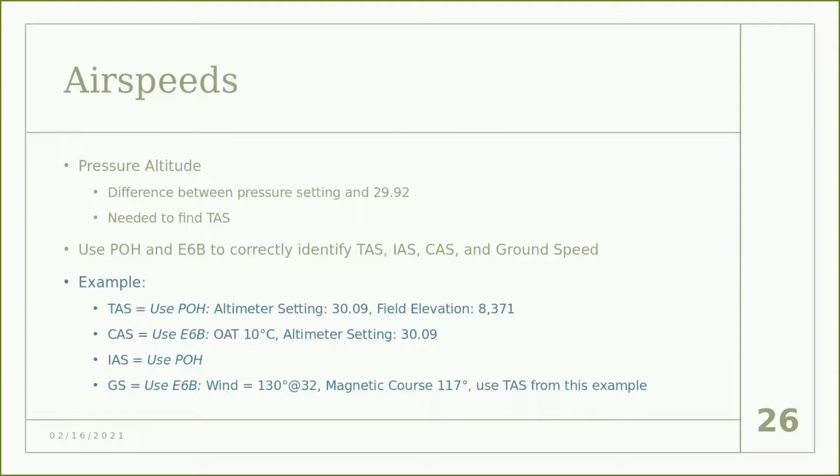First of all, pressure altitude. Pressure altitude is the difference between your pressure setting and standard pressure, which is 29.92. You must know that 29.92 is standard pressure.